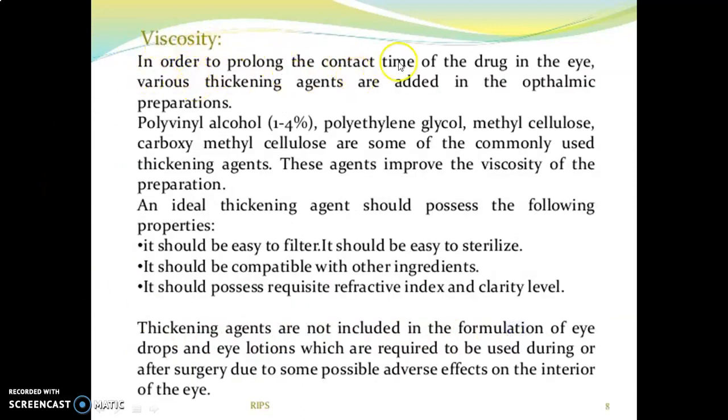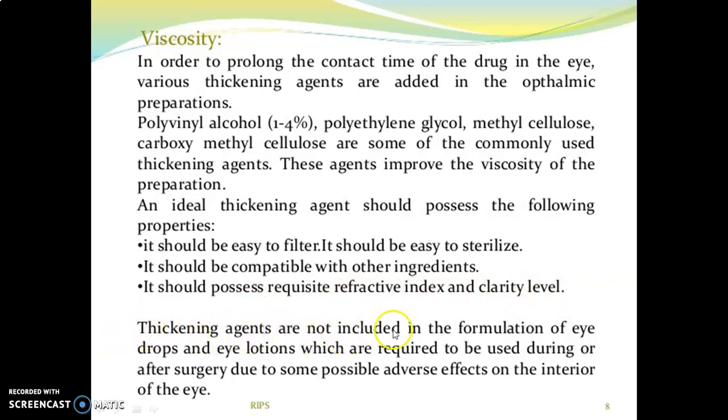Viscosity: in order to prolong the contact time of the drug in the eye, various thickening agents are added to the ophthalmic preparations. Polyvinyl alcohol, that is 1 to 4%, polyethylene glycol, methylcellulose and carboxymethyl cellulose are some of the commonly used thickening agents. These agents improve the viscosity of the preparation. An ideal thickening agent should possess the following properties: it should be easy to filter, easy to sterilize, compatible with the other ingredients, and it should possess the requisite refractive index and clarity level.